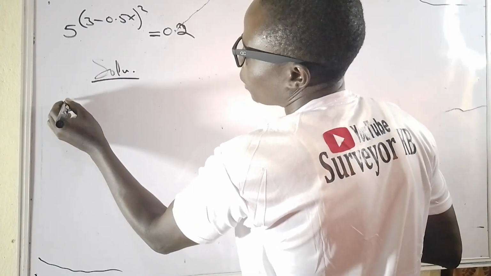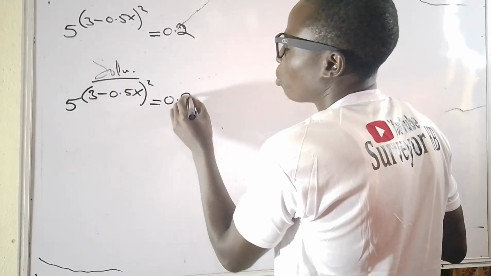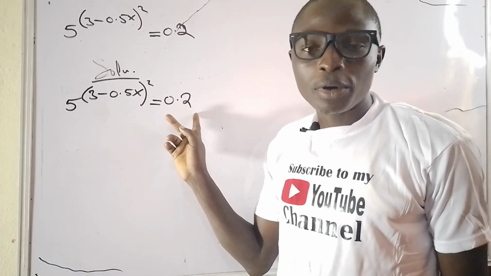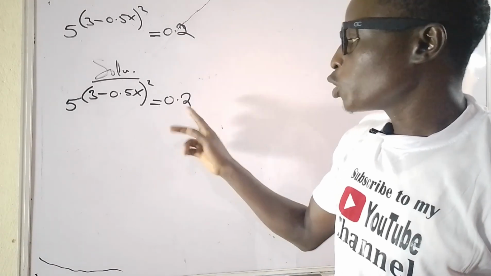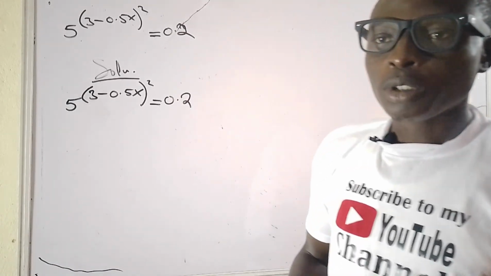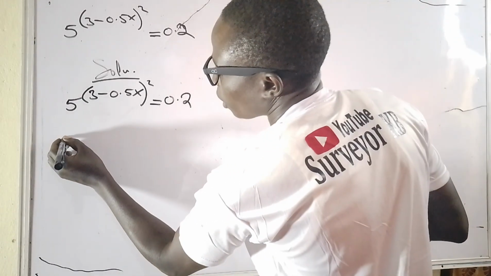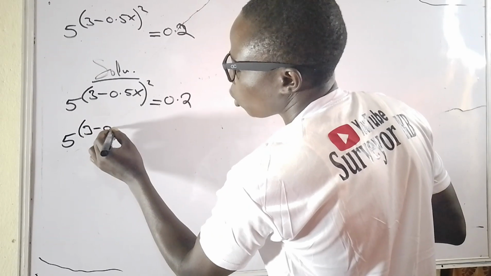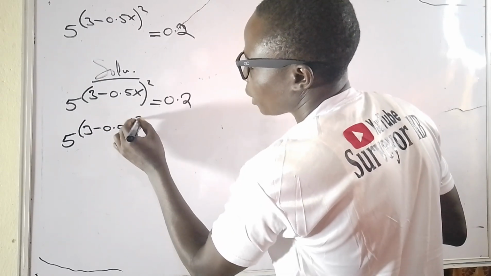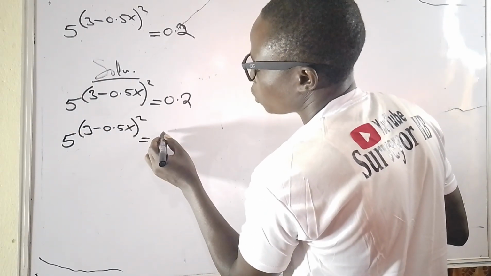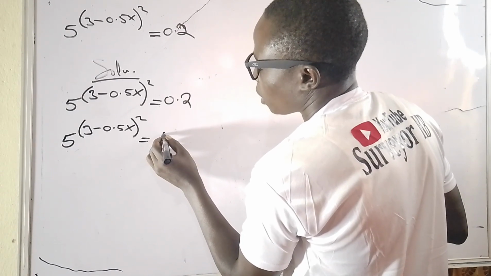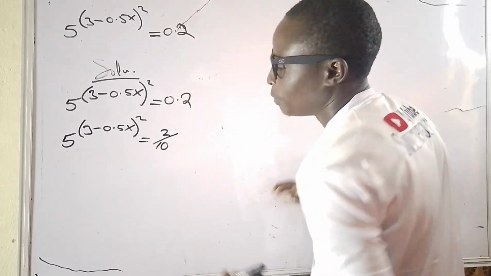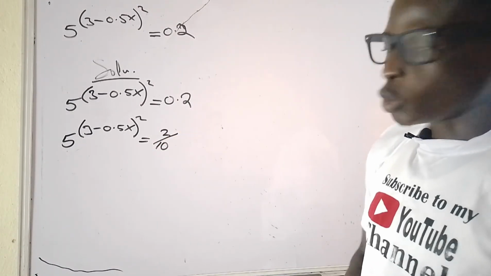But importantly, to know that this 0.2 can be written as 2 over 10, because 2 over 10 and 0.2 are still the same. So I can rewrite it as 5 raised to the power of (3 minus 0.5x), all squared, is now equal to 2 over 10, and this 2 over 10 is the same thing as 1 over 5.